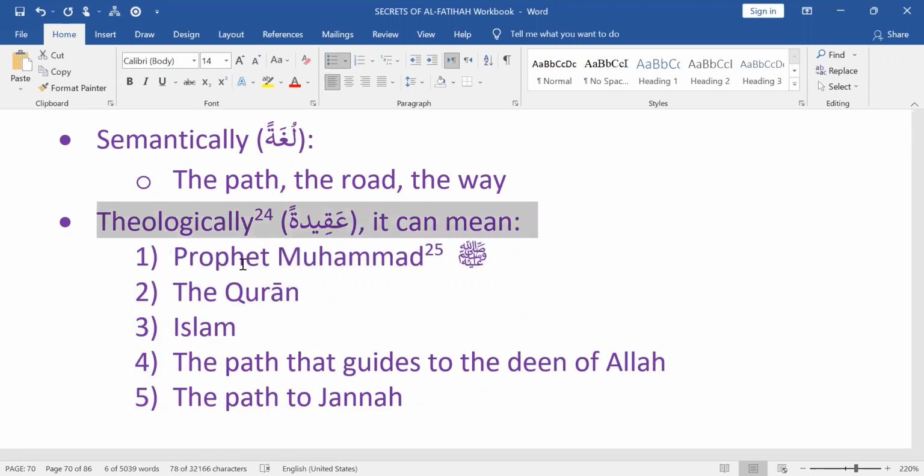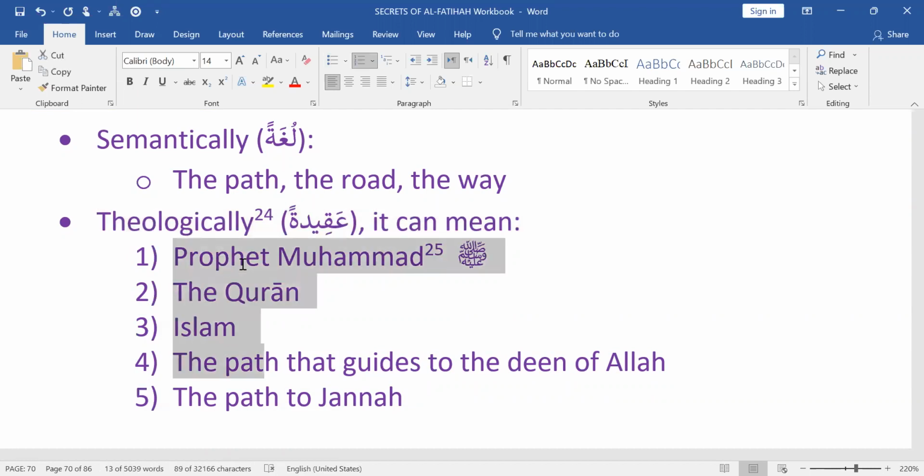So theologically, the word as-Sirat, or you can say metaphorically, it can mean any one of these 5 things. So remember these 5 things. When I read al-Fatihah, every time I read al-Fatihah in my prayer, I imagine one of these meanings. I imagine Prophet Muhammad sallallahu alaihi wasallam when I say as-Sirat. Sometimes I can imagine the Quran, and so on and so forth.